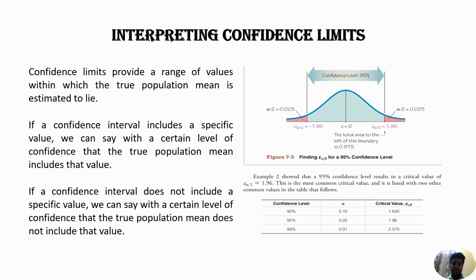Interpreting the confidence limits. Confidence limits provide a range of values within which the true population mean is estimated to lie. If a confidence interval includes a specific value, we can say with a certain level of confidence that the true population mean may include that value. If a confidence interval does not include a specific value, we can say with a certain level of confidence that the true population mean does not include that specific value.